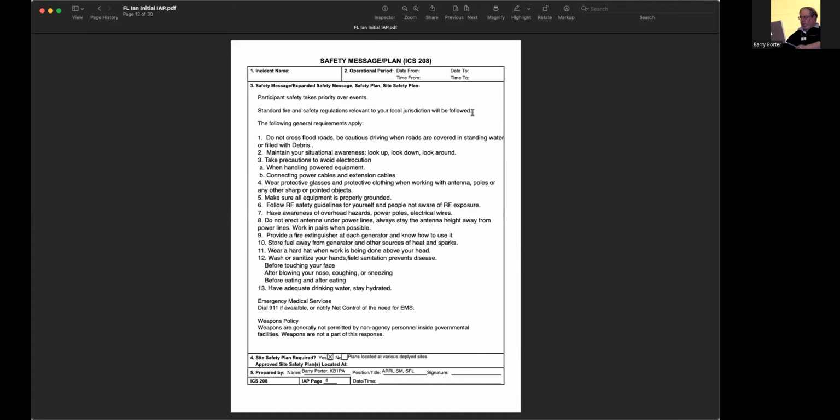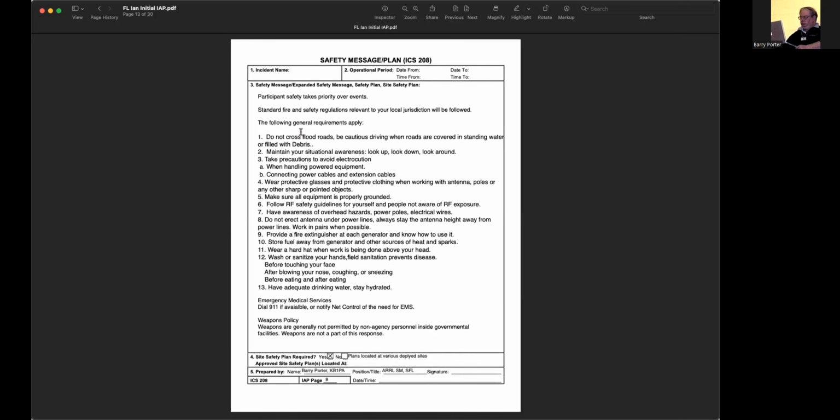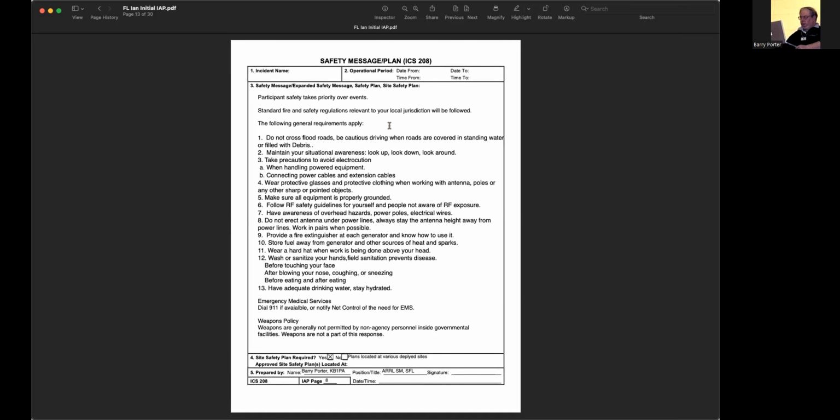Okay, this is the safety message, ICS 208. And again, we were letting people know that standard fire and safety regulations relevant to the local jurisdictions were supposed to be followed, and safety takes priority over anything else. Don't cross flooded roads. Be cautious driving when roads are covered in standing water or filled with debris. And if anyone has seen any of the news reports, the news films, they actually had to do water rescues from some nurses and stuff that drove through flooded roads and got their cars stuck. So it's very dangerous to do that.